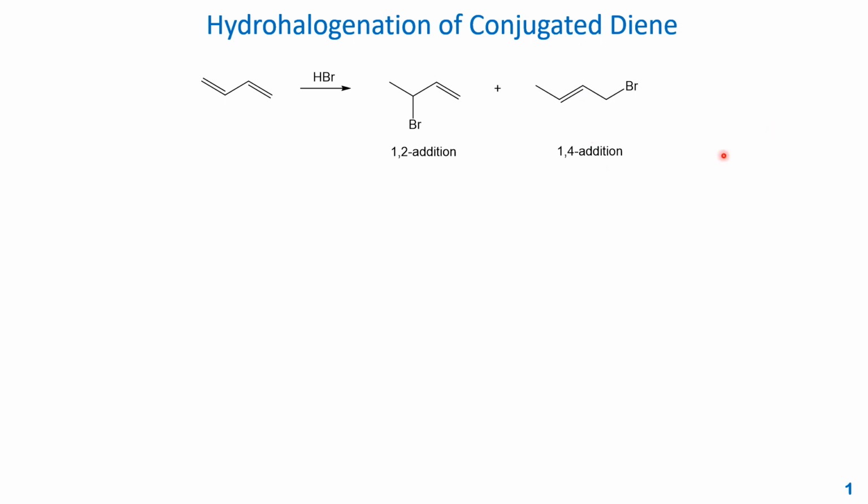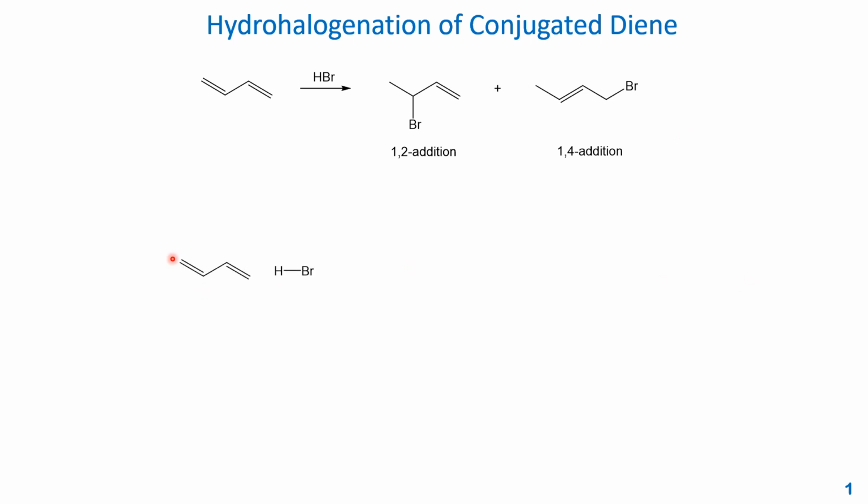The 1,2 addition product is always called the kinetic product because it forms faster than the 1,4 addition product. But the 1,4 addition product is usually called the thermodynamic product because it's more stable. If you look at these products, 1,4 addition gives you a di-substituted alkene, and 1,2 addition gives a mono-substituted alkene. The di-substituted alkene is more stable than the mono-substituted alkene. We will talk about the arrow pushing mechanism now, and we will see the detailed steps.